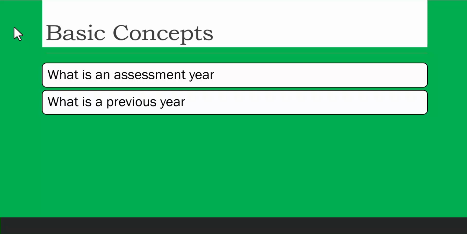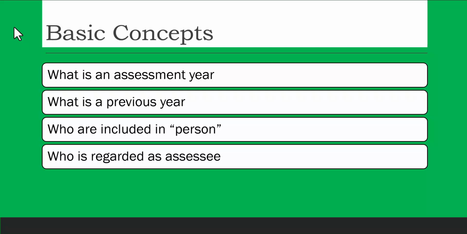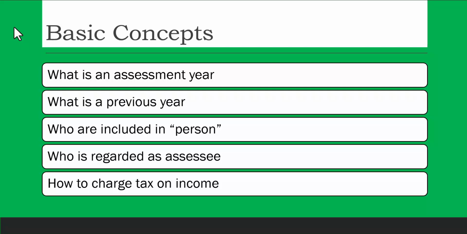What is an assessment year? What is a previous year? Who are included in person? Who is regarded as assessee? How to charge tax on income? So this is all we are going to understand and many more.